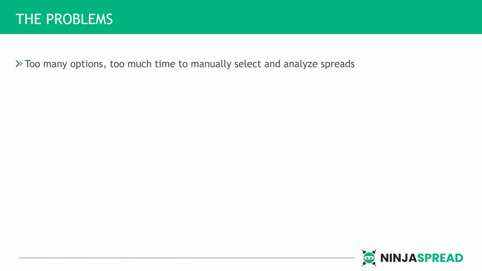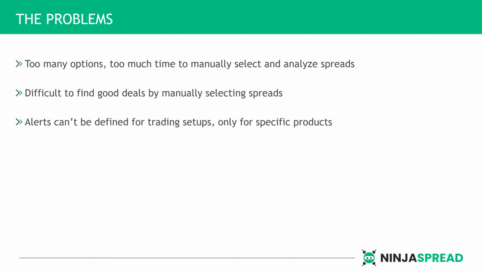First of all, there are too many options. If you have ever tried to manually build a butterfly or, for example, some other complex spreads, you know how time consuming and burdensome it can be on a platform like Thinkorswim or the others. It's not that Thinkorswim is bad, it's just really difficult and time consuming to build the right spread manually by selecting strike combinations and expiration cycles.